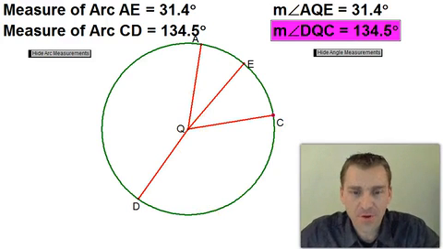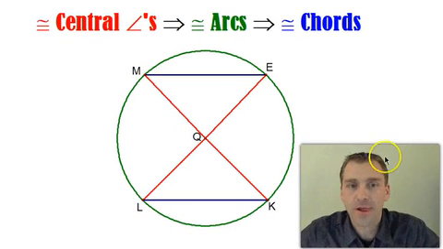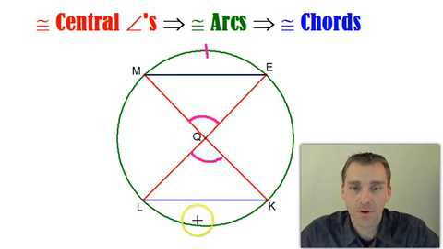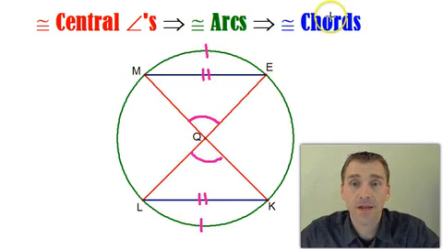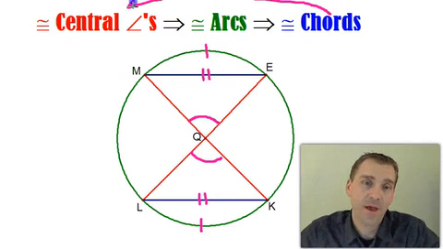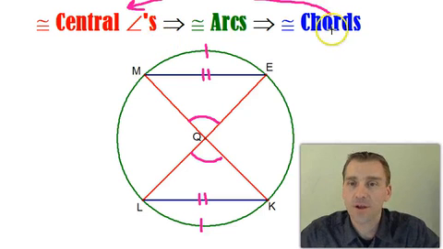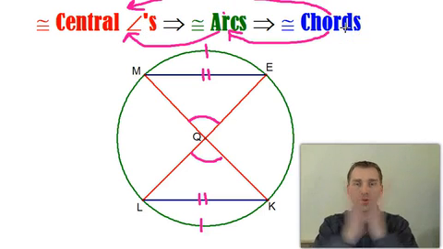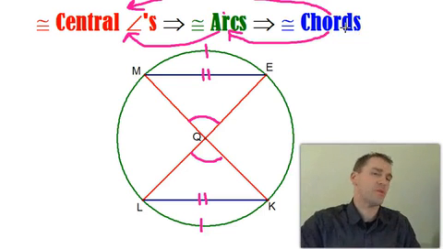So those are your theorems, but let me give you a summary. If you have congruent central angles, that implies you've got congruent chords. Congruent central angles also imply you've got congruent arcs. If you've got congruent arcs, that implies you've got congruent chords. This goes hand in hand. If you've got congruent chords, that means you've got congruent central angles, and congruent arcs. If you've got congruent arcs, that means you've got congruent central angles. They all just go hand in hand. So learn those. They are hugely beneficial for you.